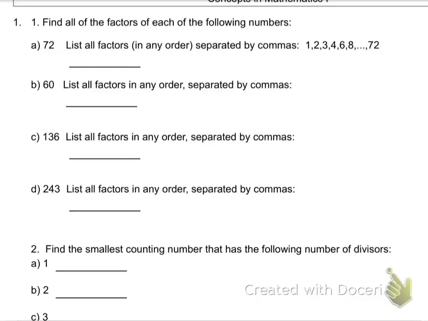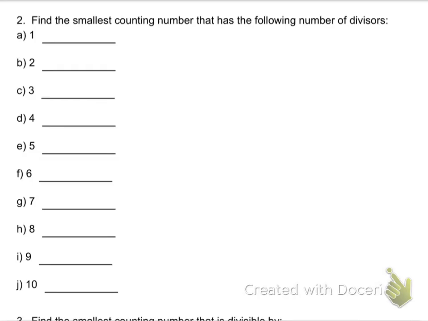All right. Okay. So, whoops, where am I at? I did the wrong one there. There we go. So number 2. Find the smallest counting number that has the following number of divisors. 1.